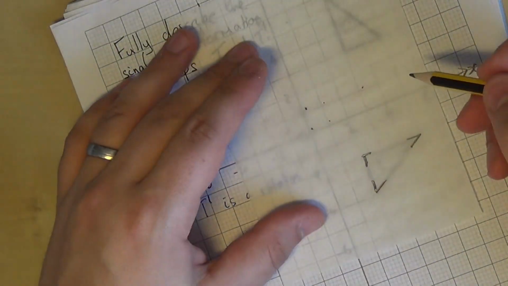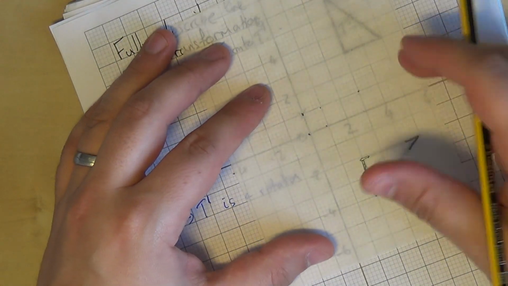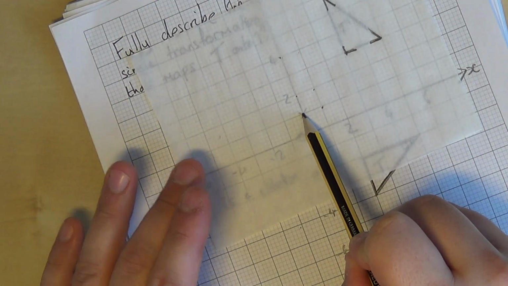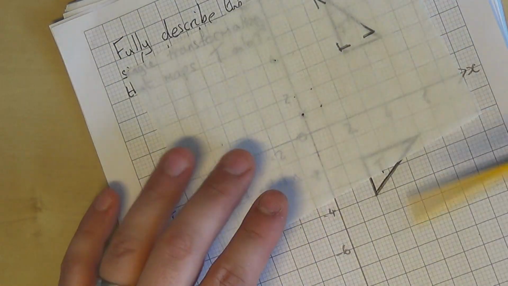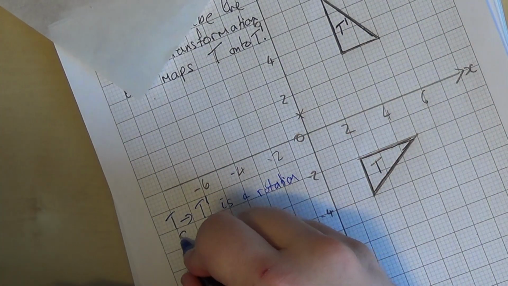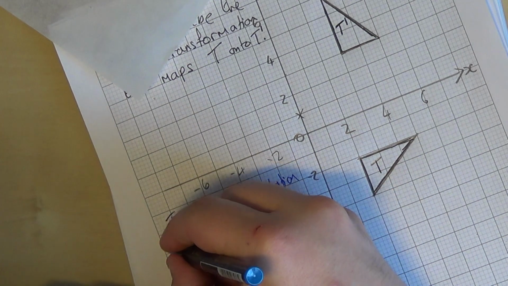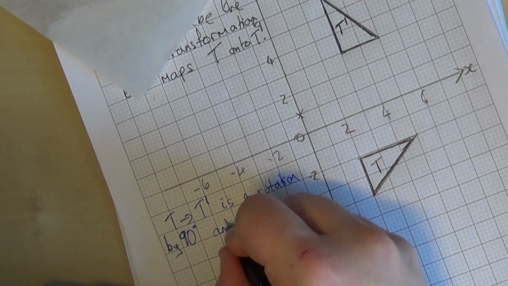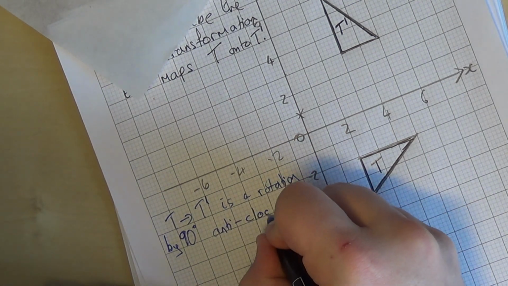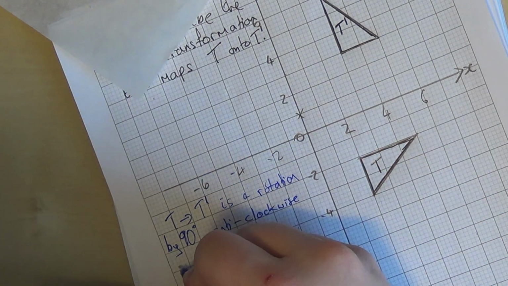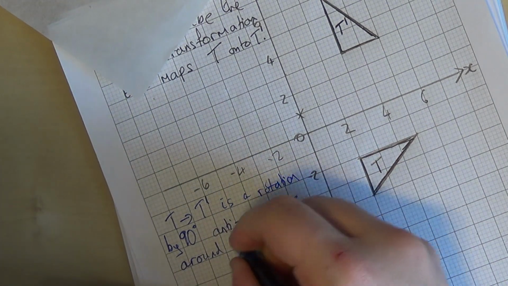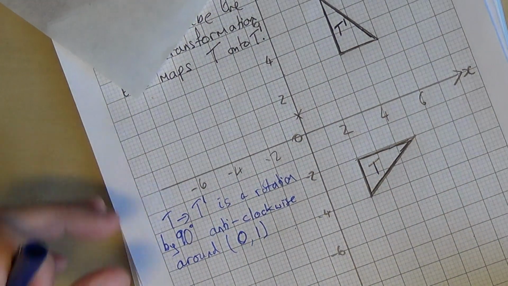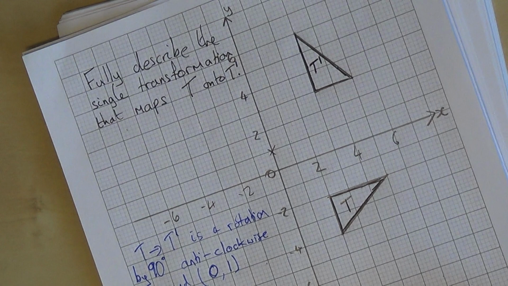So that we're going to need. And also, we need to know how far we turn this piece of paper. Now, because it's nice right-angled coordinates, we know that that's exactly 90 degrees. And we should know that that's anti-clockwise. So it's a rotation by 90 degrees anti-clockwise around, and that coordinate there is 0, 1. And there you go. That's how you describe them fully for GCSE.